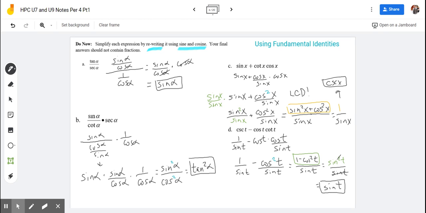All right. So this is kind of an introduction into the fundamental trig identities. And again, usually you want to keep everything in terms of sine and cosine.